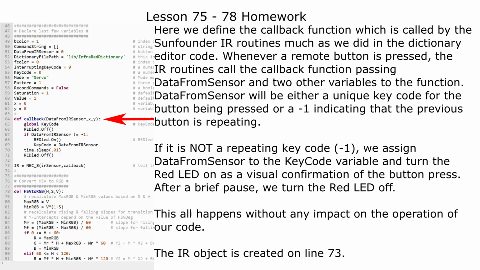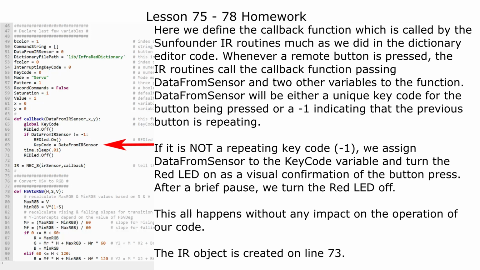Here we define the callback function, which is called by the SunFounder routines, much as we did in the dictionary editor code. Whenever a remote button is pressed, the IR routines call the callback function, passing data from sensor and two other variables to the function. Data from sensor will be either a unique key code for the button being pressed, or a -1 indicating that the previous button is repeating.